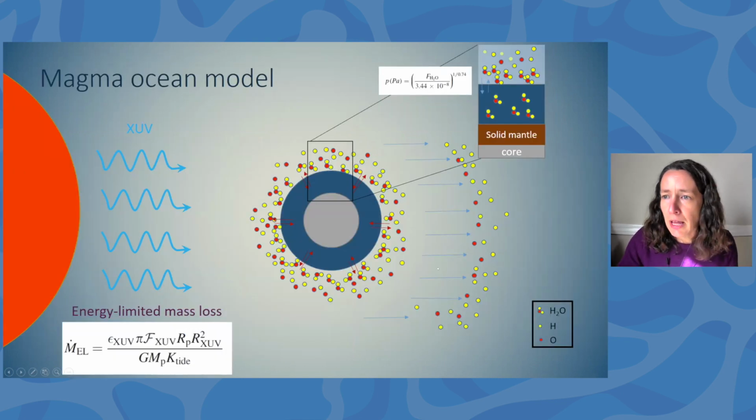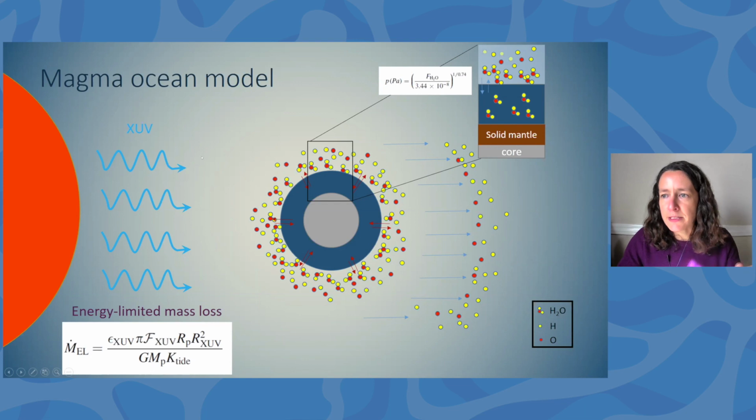Now we can model how this will go for these small planets around these small stars and see how that impacts their total water abundance and their long-term habitability by modeling this magma ocean process. So we model the planet as a liquid ball of silicate rock. So this is a molten planet.